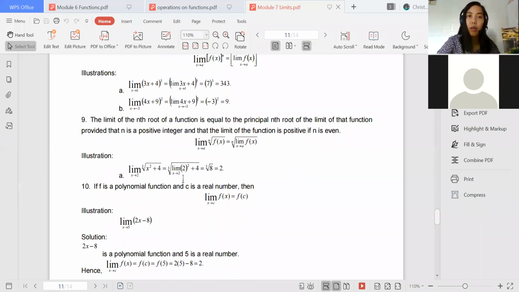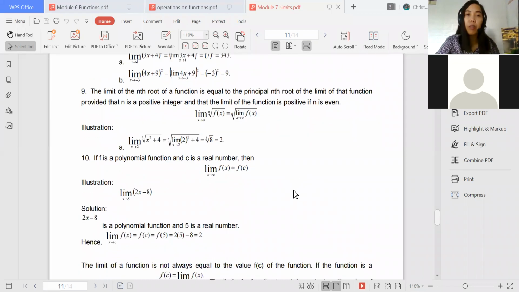Number 9 is for nth root. Square root, 4th root, 5th root, 6th root. The limit of an nth root of a function is equal to the principal nth root of the limit of that function, provided that n is a positive integer and the limit of the function is positive if n is even. So for the illustration, the limit of the cube root of x squared plus 4 as x approaches 2.